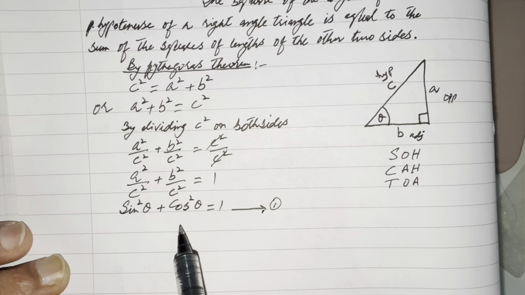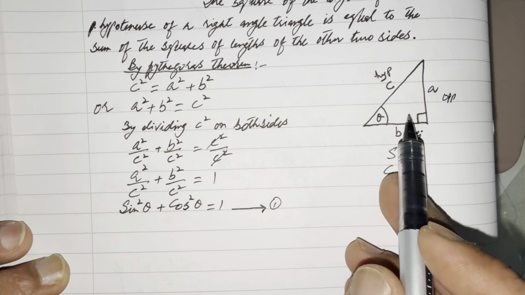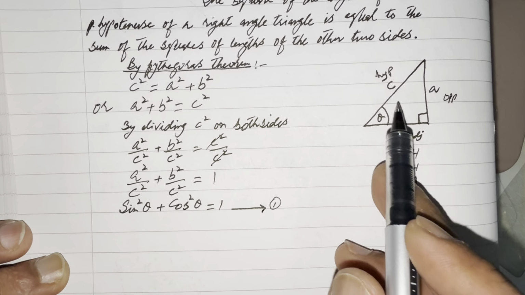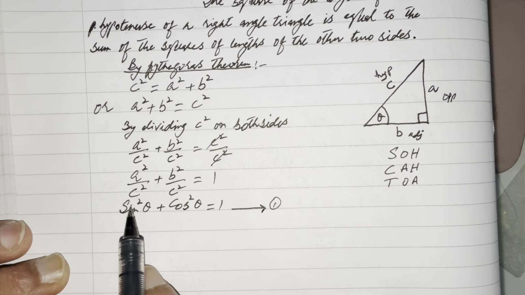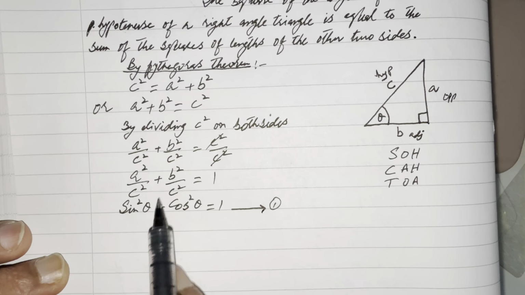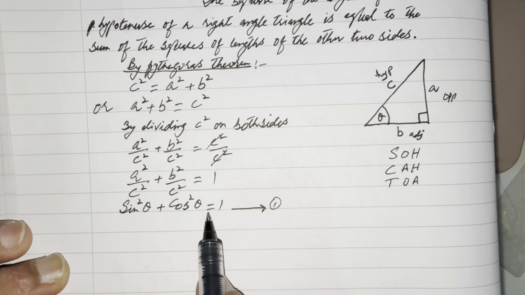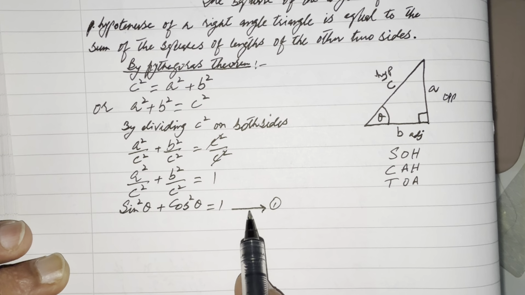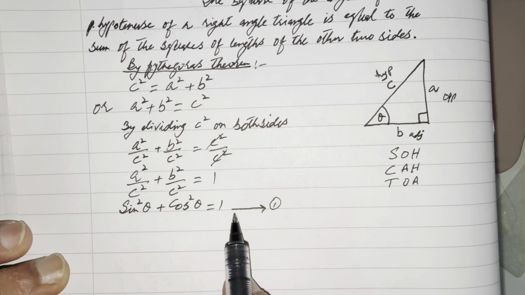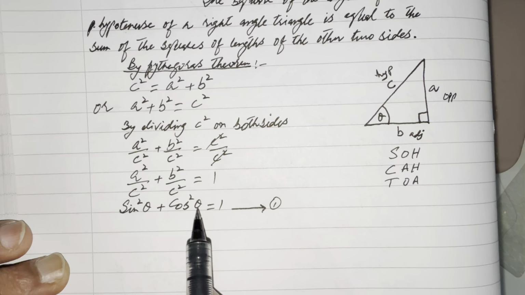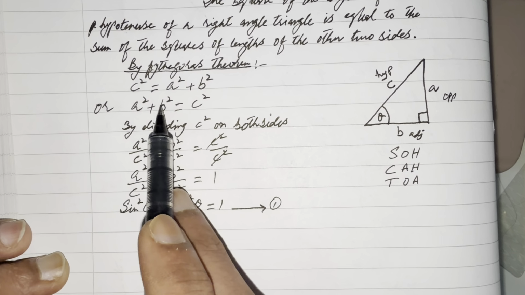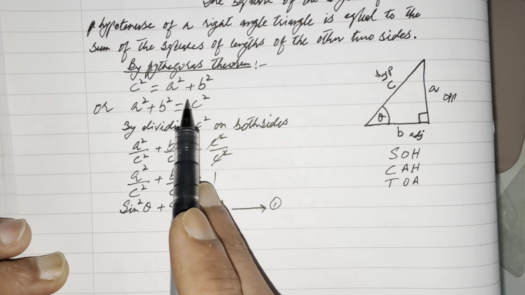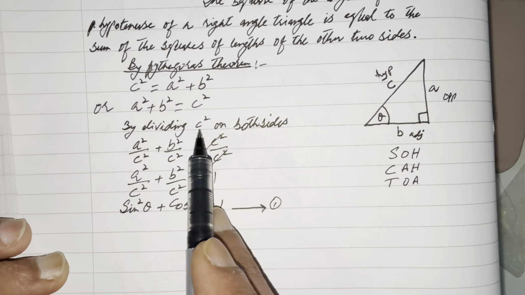that we have found with the help of this right angle triangle with the sides given as a, b and c. So we can say that sine square theta plus cos square theta always equals 1. So that's the first fundamental trigonometric identity. So we have found to divide the formula of Pythagoras theorem by c square.